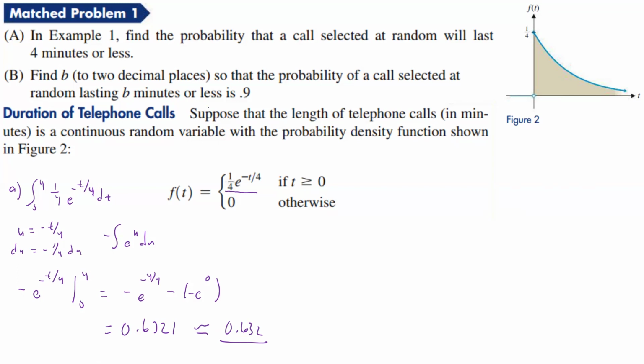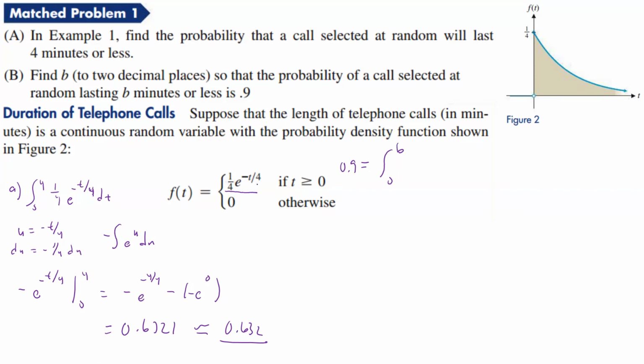Now, the next one says we're supposed to go up to B. So instead of 0 to 4, we're going 0 to B. And we want this to be 0.9. So we'd come up with our answer, but now we know the answer. And what we're going to have to search for is this B.